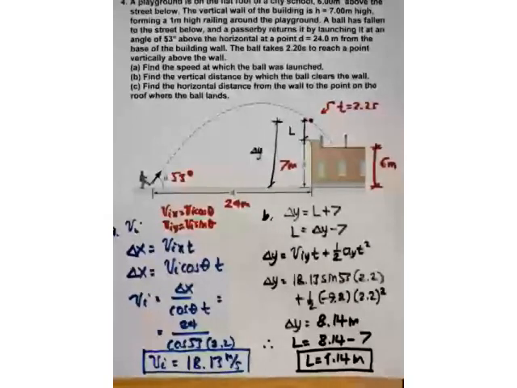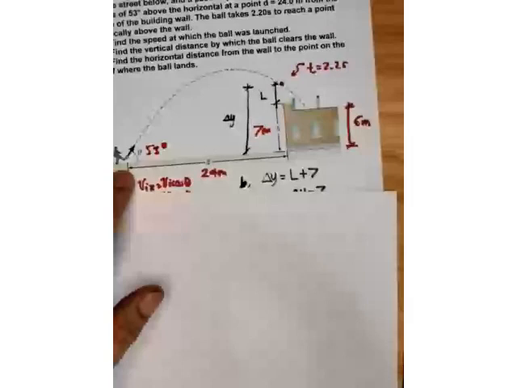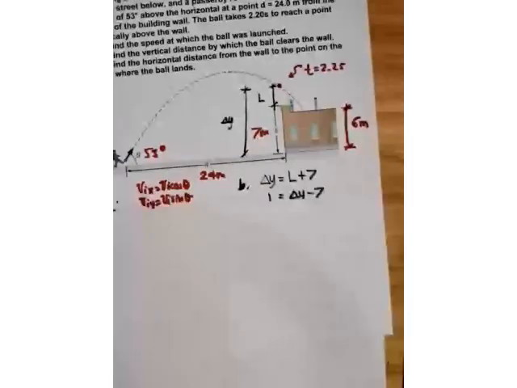Okay, so let's proceed to the third, the letter C. What is the horizontal distance from the wall to the point on the roof where the ball lands?